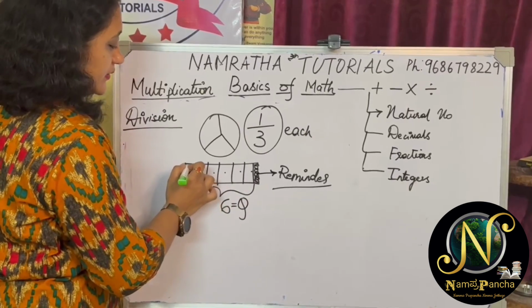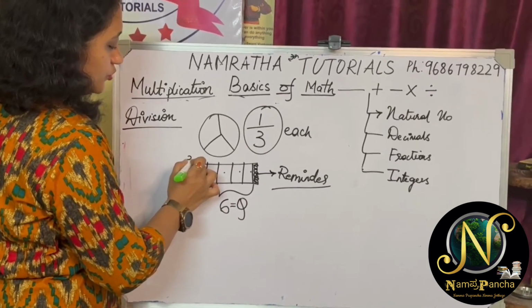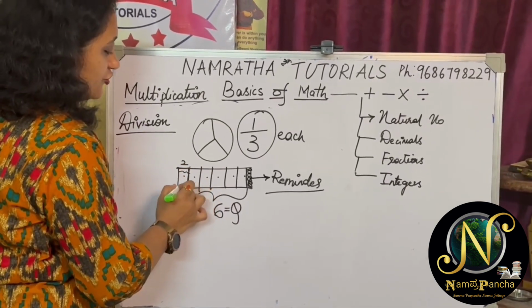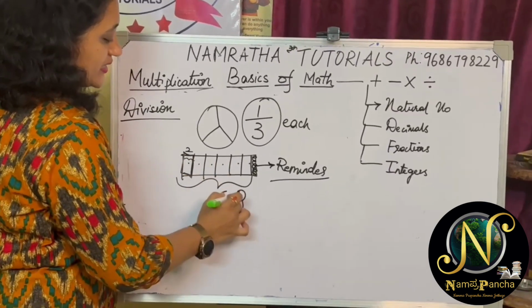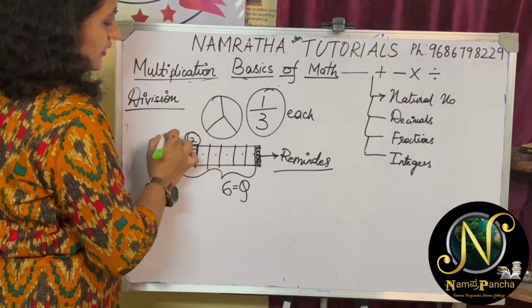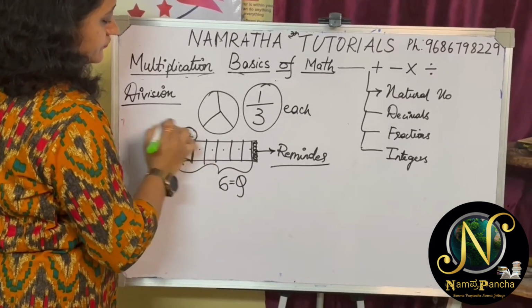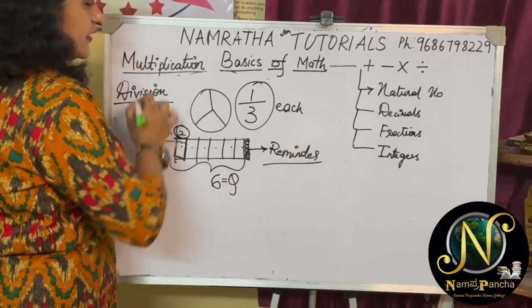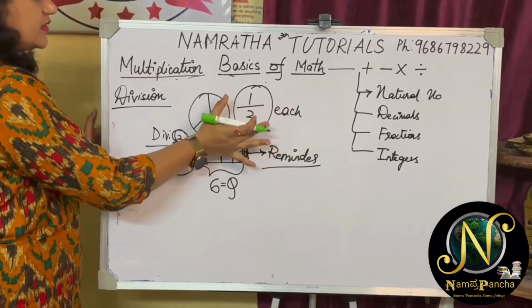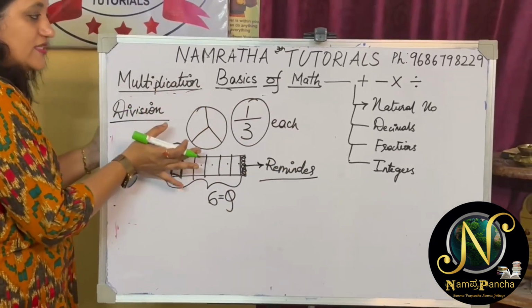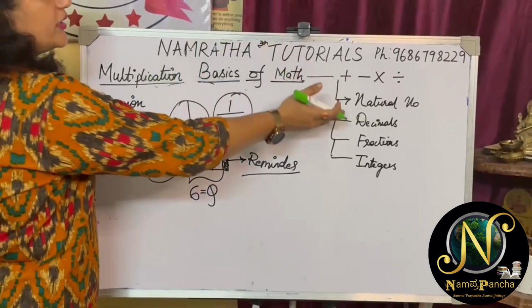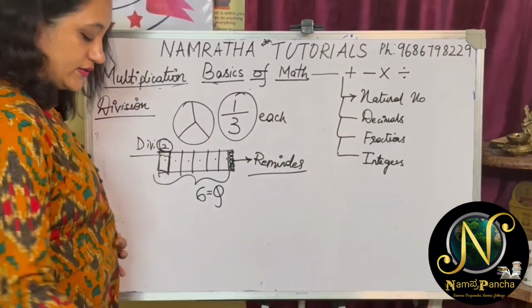So for example, the unit of this is 2. Then I'm dividing each unit into 2 parts, into 6 parts. So this is called the dividend. This concept is very important and this is the basics for division. So based on this basics, let's go on performing the operations on all the four types of numbers.